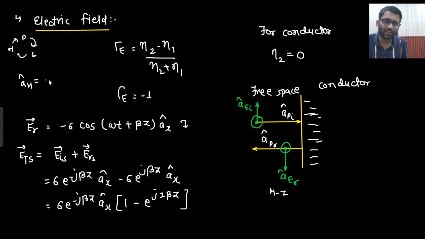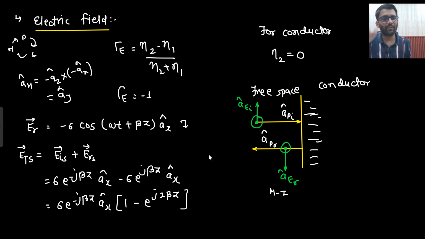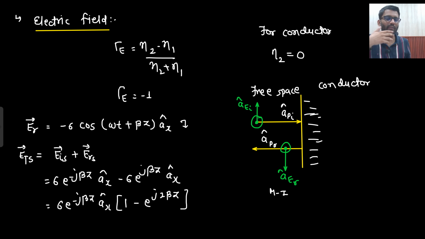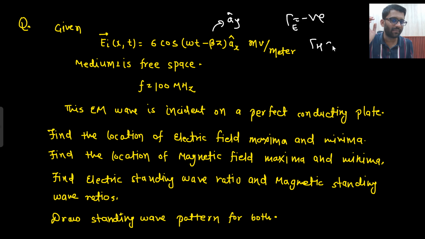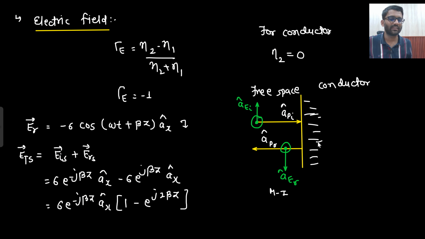What is the direction of P? Minus AZ cap. What is the direction of E? Minus AX cap. Minus minus gets cancelled. AZ cross AX, what will it give you? AY. So your magnetic field will be in AY direction. And what is the other way of proving it? Since gamma E is negative, that means certainly gamma H will be positive. And if gamma H is positive, that means magnetic field is not changing its direction.